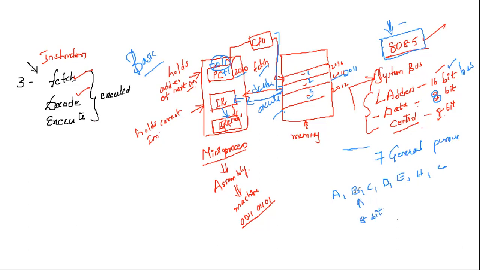The accumulator register is of 8-bit, which goes to the ALU. That is why we say that the 8085 is an 8-bit microprocessor. Here we have A, B, C, D, E, H, and L. A is the accumulator register. A, B, C, D, E, H, L are individual registers, and individually each is of 8-bit.